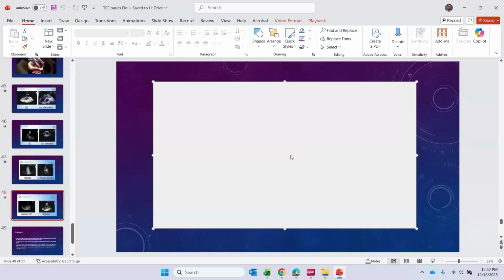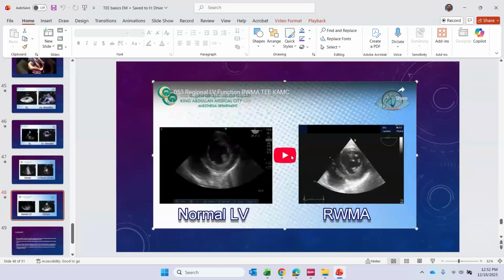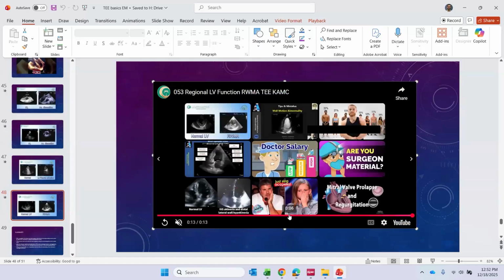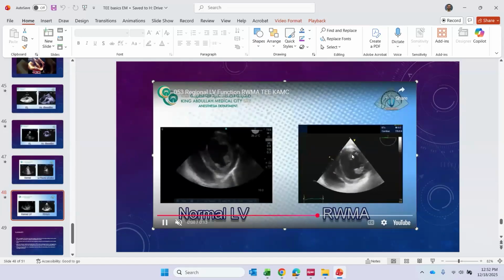And then, of course, wall motion abnormalities when you're concerned about coronary ischemia. All right, so if normal is over here on the left, this is very clearly abnormal, and the wall closest to the probe appears hypokinetic, if not frankly akinetic.